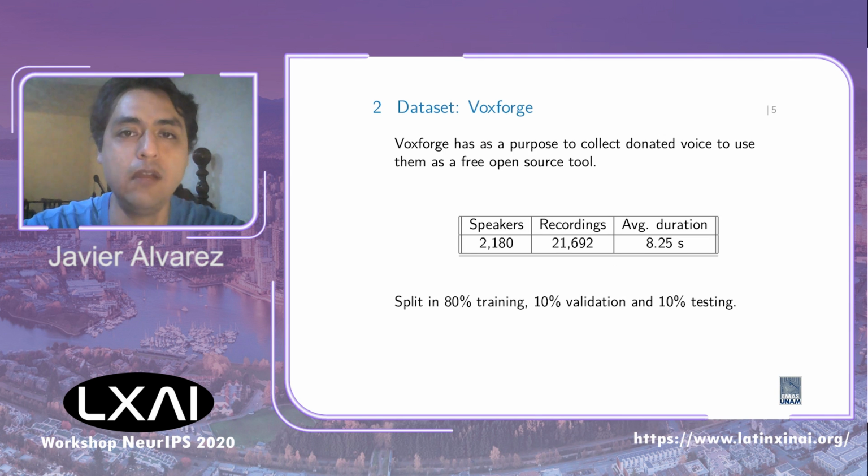VoxForge is a collection of donated voices used to be a free open source tool. It contains 2,180 speakers in Spanish with 20,692 recordings, and on average, every recording has a duration of 8.25 seconds. The data was split in 80% training, 10% validation, and 10% testing.